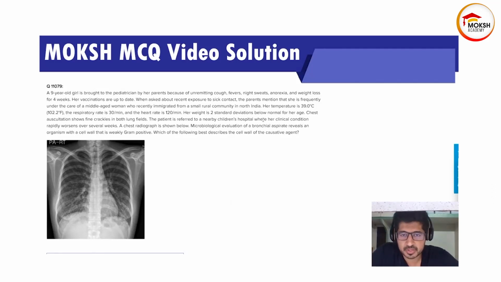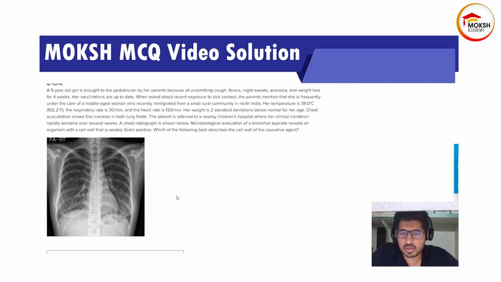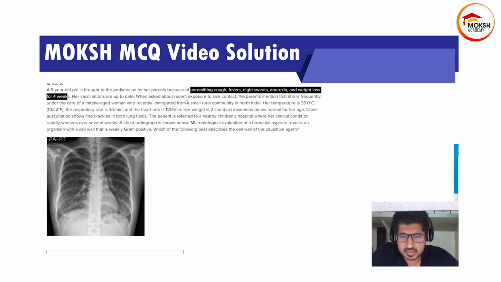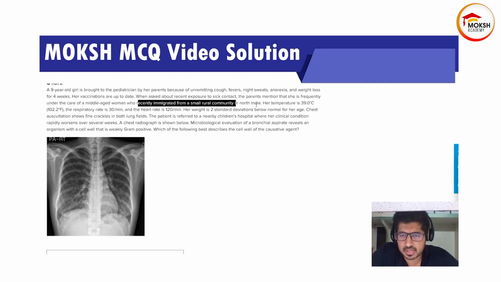Very good. Pulmonary tuberculosis. So it all gives out in the question. It's a very direct question: fever is there, night sweats are there, weight loss and everything is there. Vaccination is up to date, that's not required. And she is in contact with someone from India, a woman from rural India. So basically, they're all directing you towards tuberculosis.